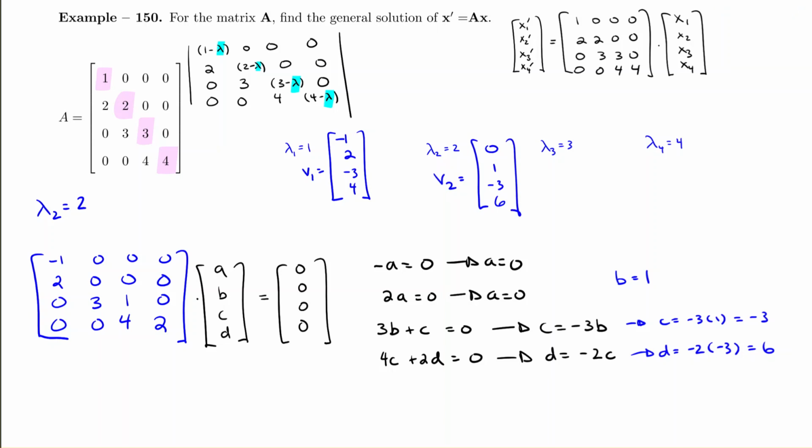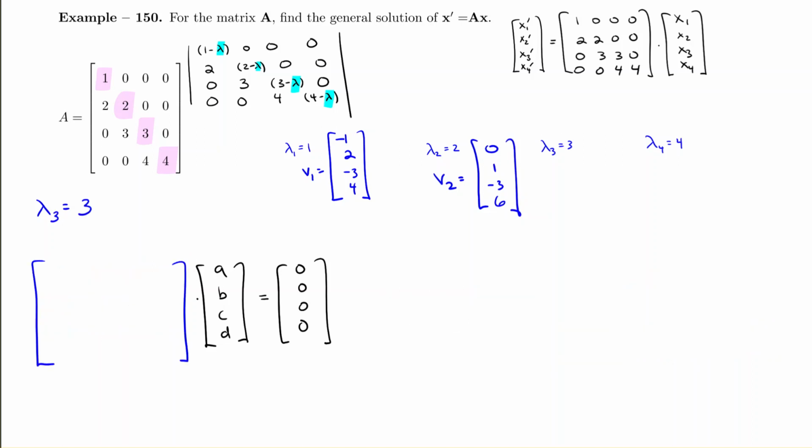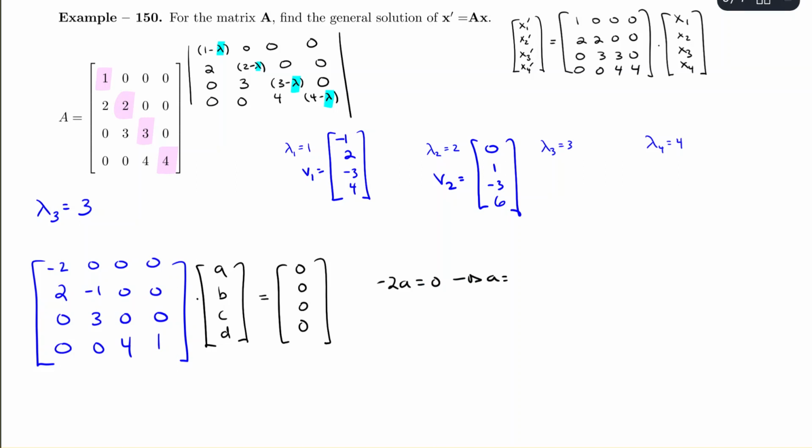Now let's continue, repeat the process for our third eigenvalue, which is equal to 3. Lambda minus 3, or 1 minus 3, is negative 2. Okay, we'll multiply and get our system of equations. Negative 2a equals 0, that tells me a must be 0.